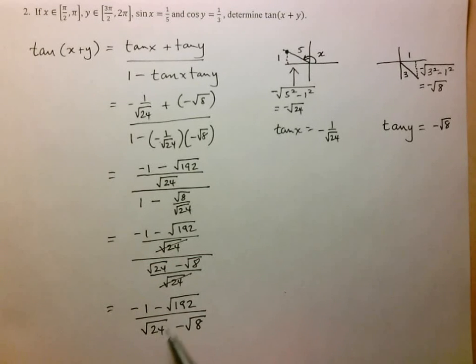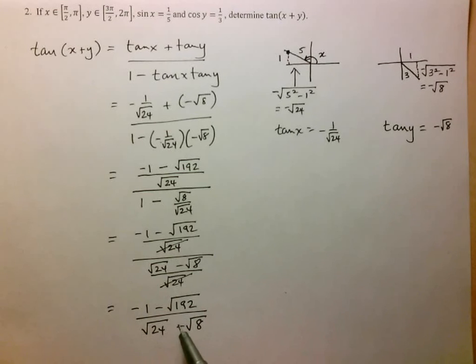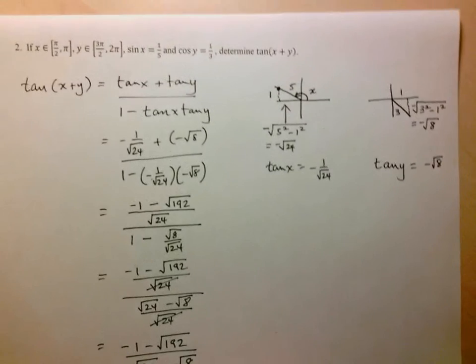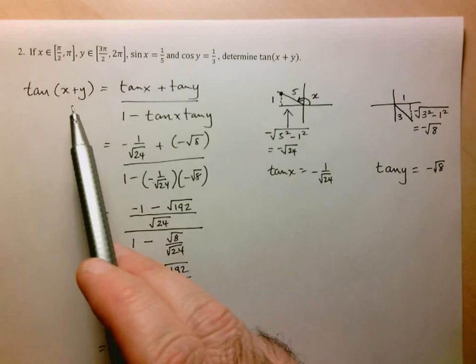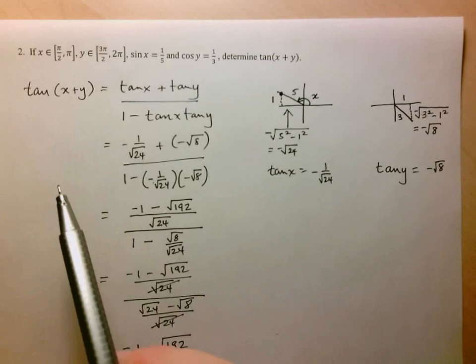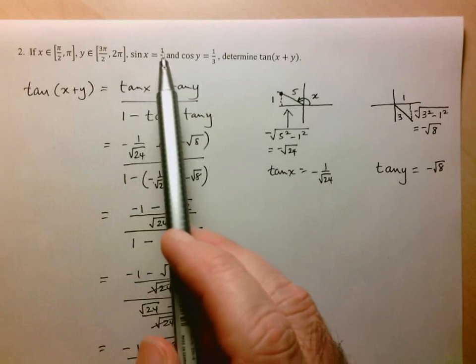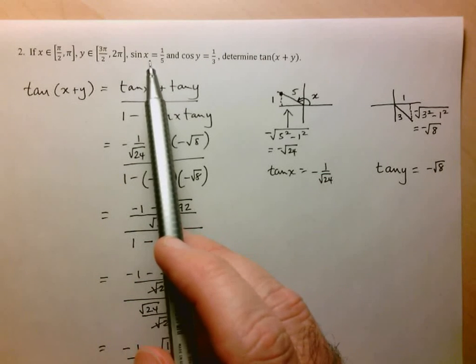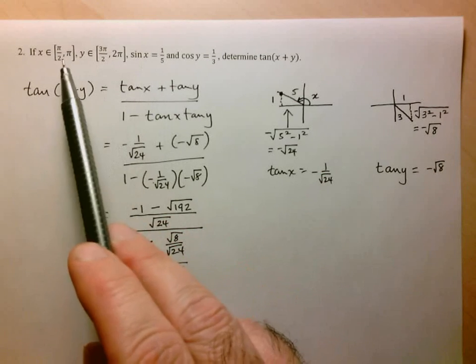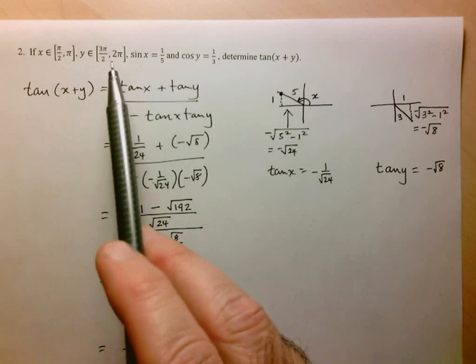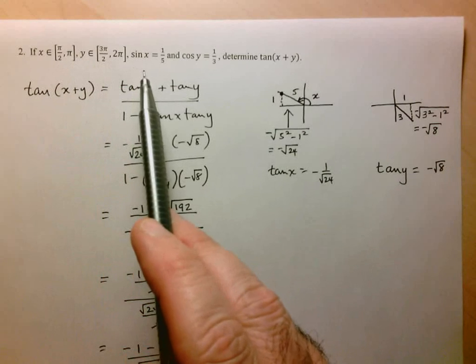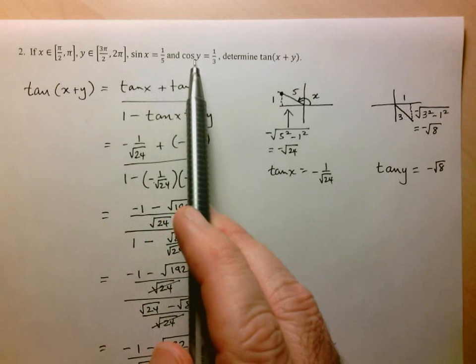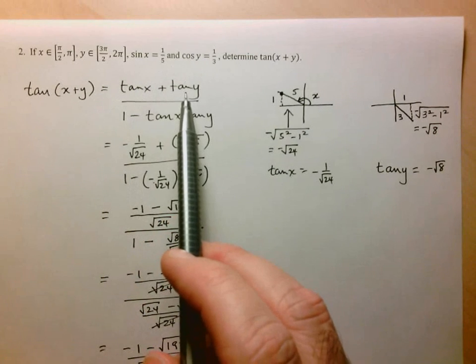I'm not interested in you necessarily simplifying these roots, or I don't have a problem with you leaving roots in the denominator. Let's recap. The idea behind this type of problem is to see that you can use one of these addition formulas, and also to see that given information about one trig ratio and knowing its quadrant, I can determine the other trig ratios. In this case, I used the fact that I knew sine x to help me determine tan x, and the fact that I knew cos y to help me determine tan y.